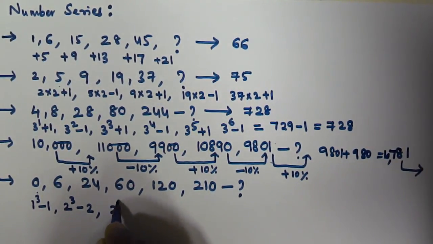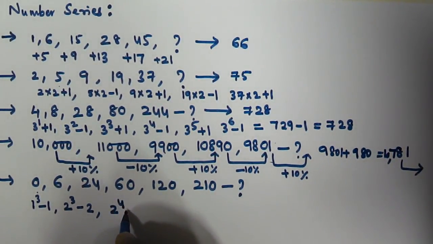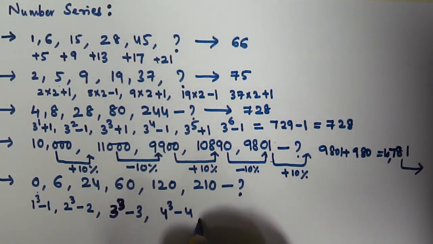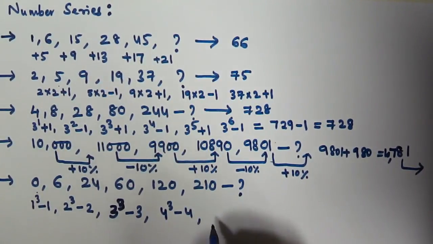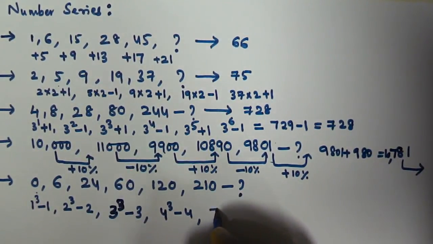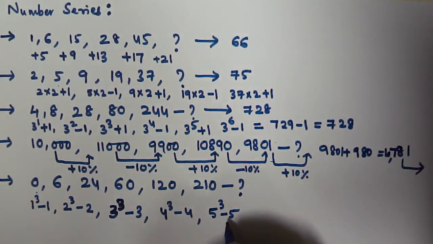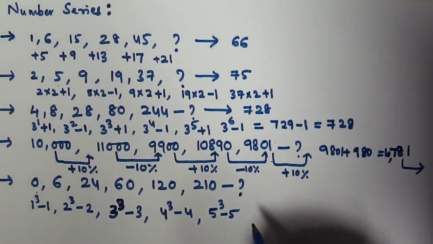And 3 cube minus 3. So 3 cube is 27 minus 3 is 24. And then 4 cube minus 4. So 4 cube is 64 and minus 4 is 60. And next one is 5 cube minus 5. So 5 cube is how much? 125 minus 5. So 120.